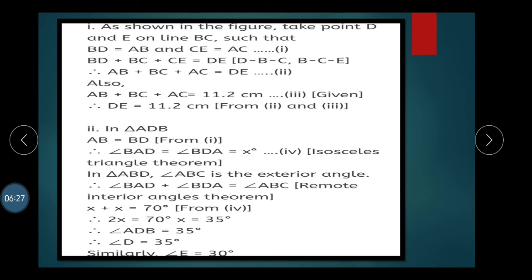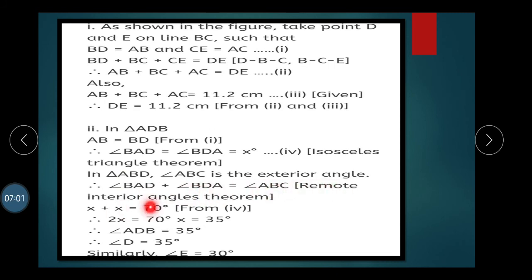Now, see the next part of the question. Triangle ADB, AB is equal to BD, that is from 1. Angle BAD is equal to angle BDA. Let's give that equation 4. Isosceles triangle theorem is the reason. Now in triangle ABD, angle B is the exterior angle. So angle BAD plus angle BDA is equal to angle ABC.